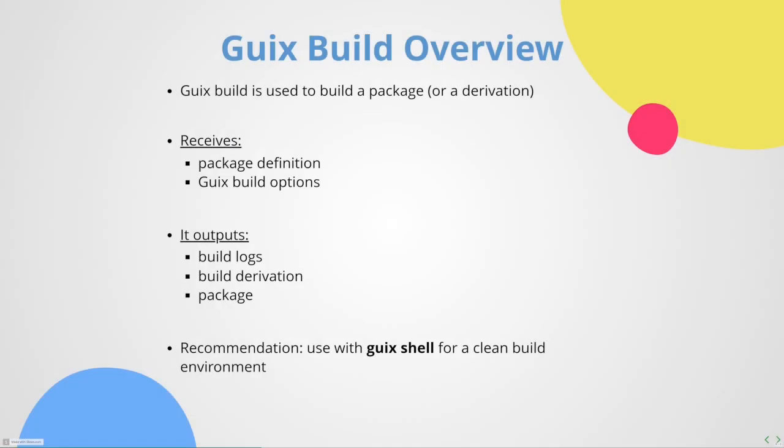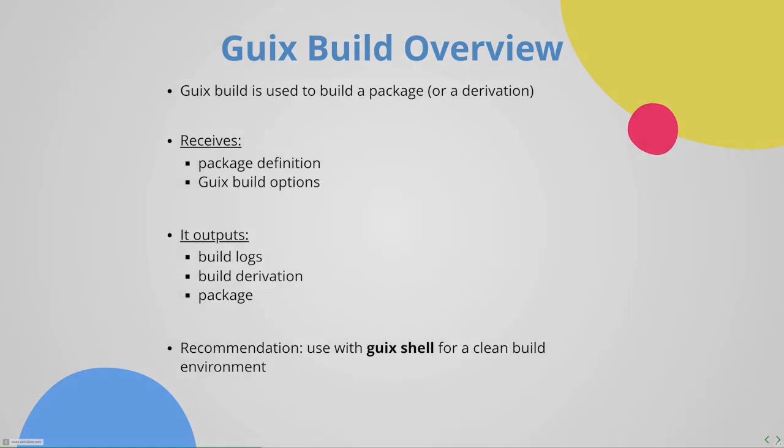Guix build is used to build a package. Technically, it builds a derivation, and what we're generally interested in is the package. Guix build receives a package definition and some build options. It outputs a build log and then a build derivation, and often the one that we're interested in is the package output. I recommend that you use Guix shell to create a clean build environment that's completely separated from your normal environment.